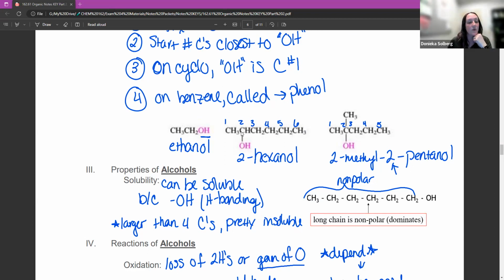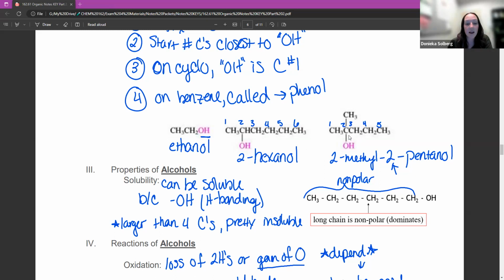Now I have this one: 1, 2, 3, 4, 5, 6 carbons. Notice I started counting from the side closest to my OH. So this is hexanol, and you have to tell me where that OH is. It is on the second carbon, so this is 2-hexanol. Now you'll notice on the ethanol, I did not say 1-ethanol, and that's because if it's on the first carbon, we assume it's on the first carbon. If you don't put a number, we assume it's on the first one. You do not have to write 1-ethanol. So that's just ethanol. This is 2-hexanol.